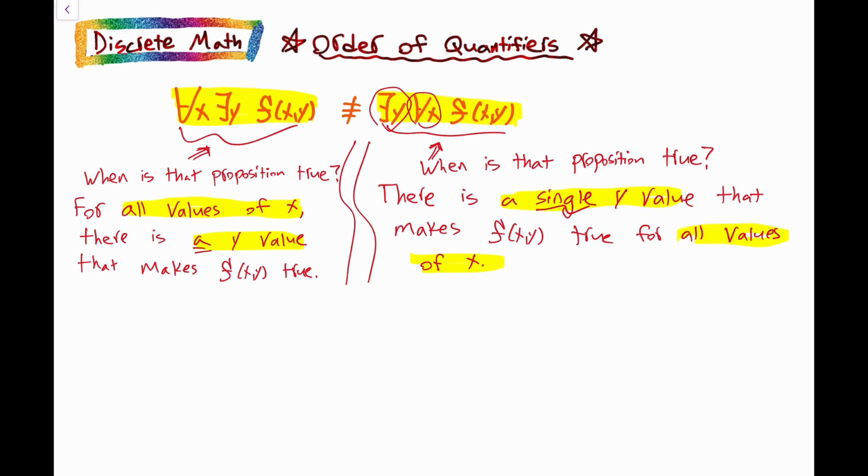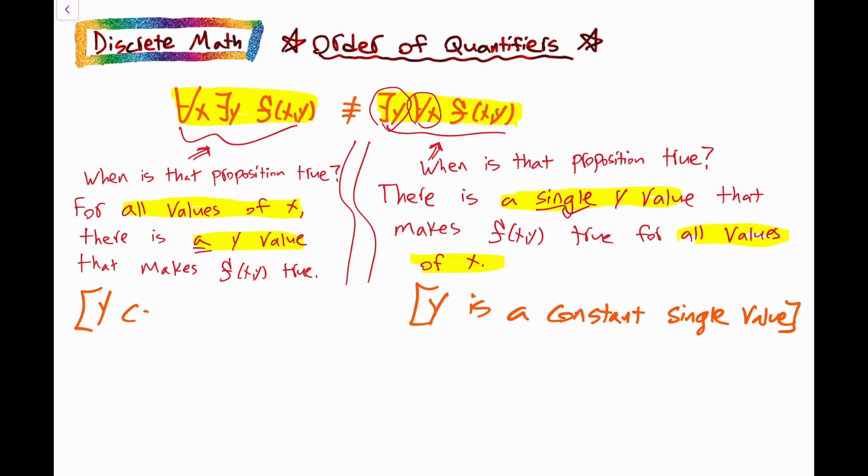So there's a single y value for all values of x. Or in other words, we might think of y as being a constant. It's a single value. Whereas for all x, there exists a y such that f of xy, we might say that y can depend on x. So it's variable.